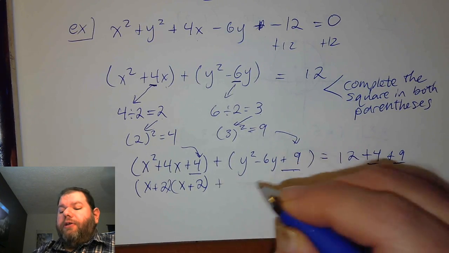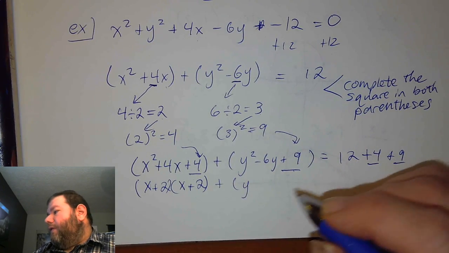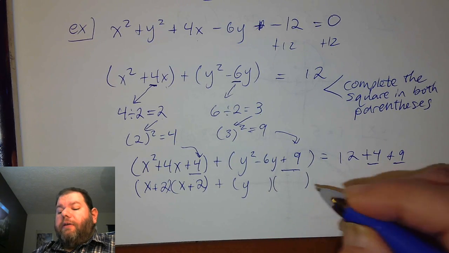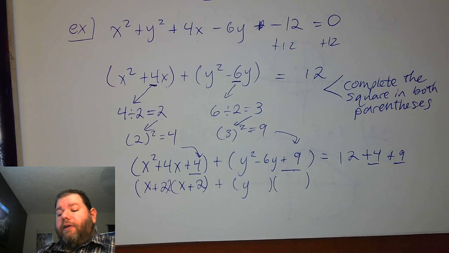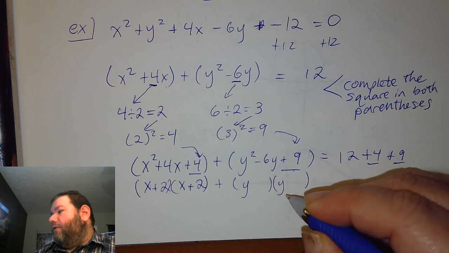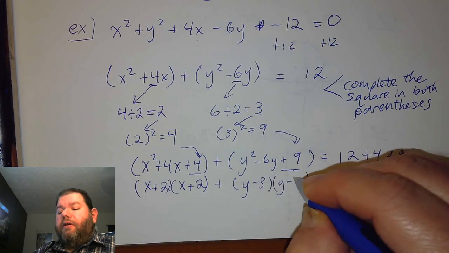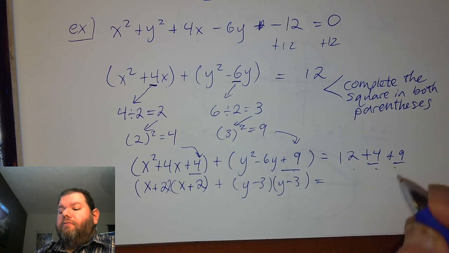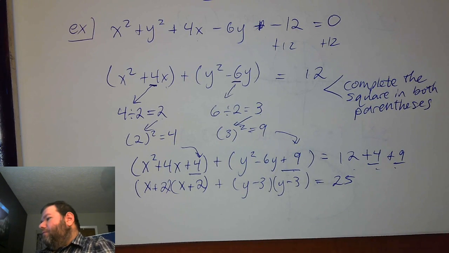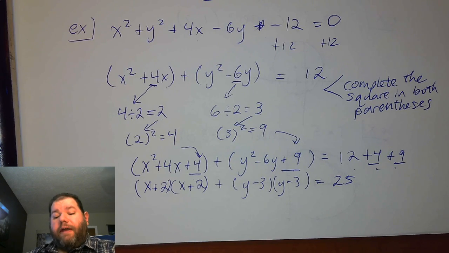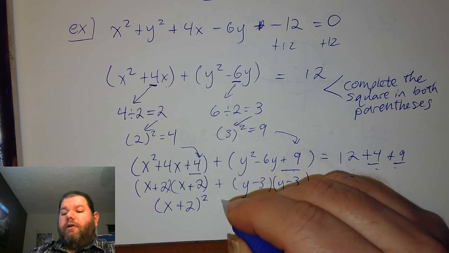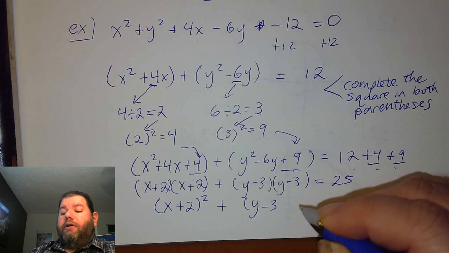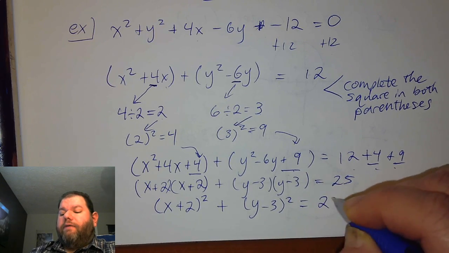What about with our y's? Same thing here. We should be able to find two numbers that multiply to 9 and add up to a negative 6. Negative 3 and negative 3. Good. Now, because those are identical factors, we could go ahead and say this is x plus 2 squared plus y minus 3 squared equals 25.